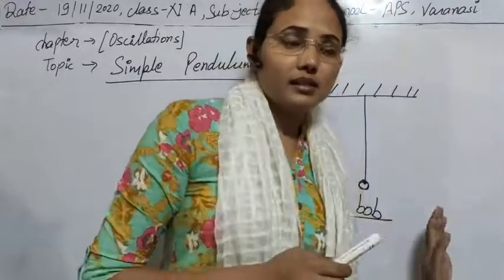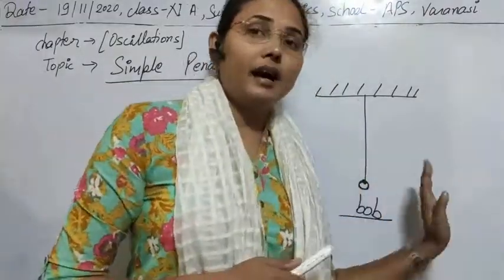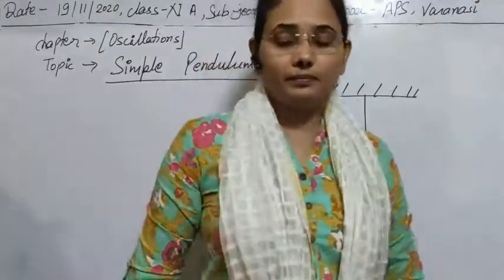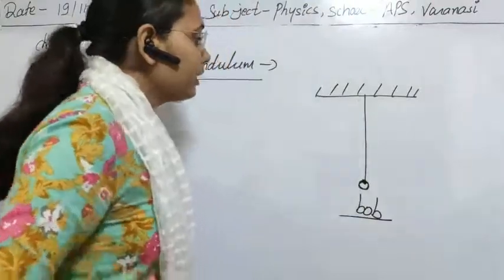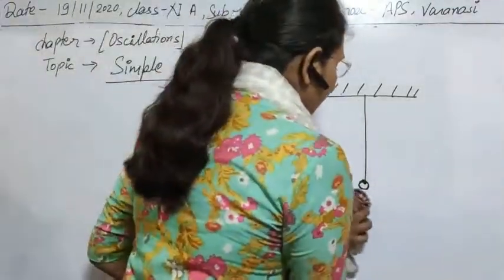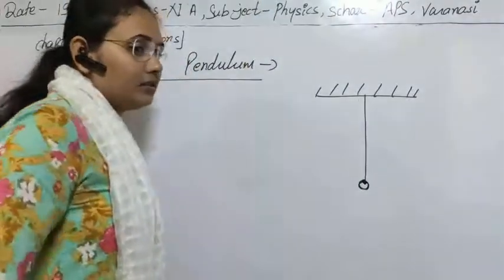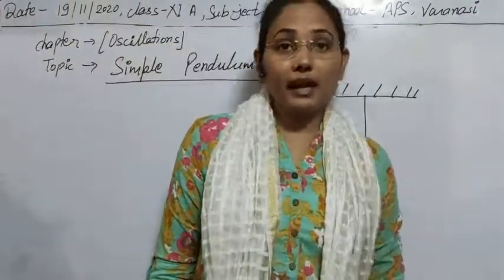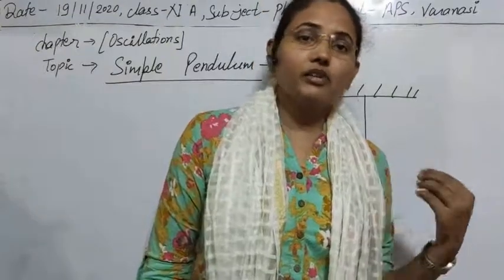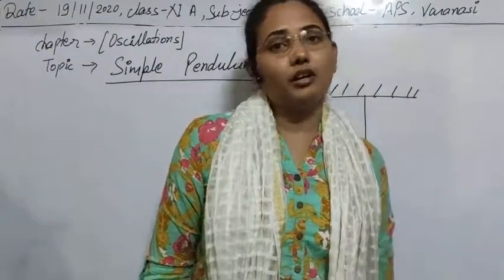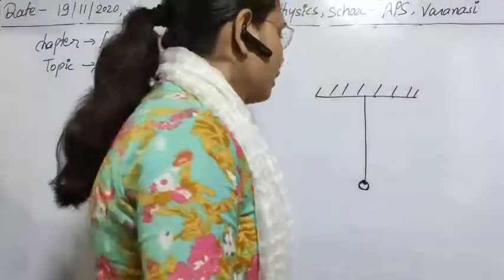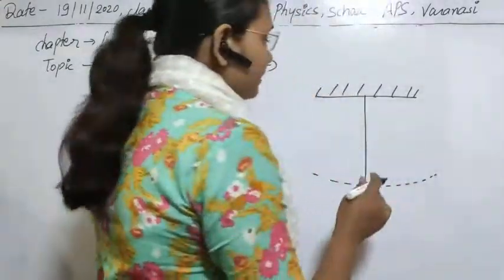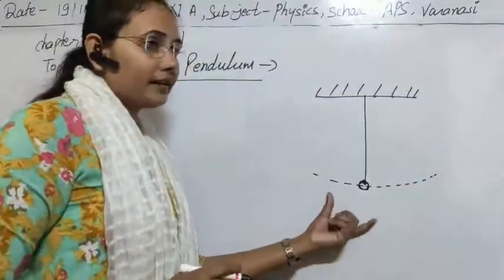So I think this is clear to you, what the ideal simple pendulum is. We have to describe how oscillations can be done here, and also what will be the frequency and time period of the oscillations, with which frequency and time period it will oscillate, we have to calculate it. Before calculating that, let's see which types of forces are acting on the body.